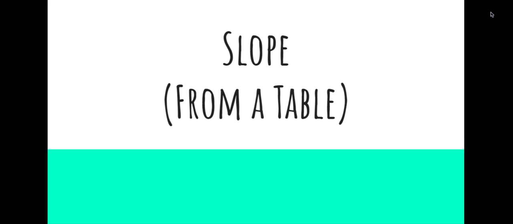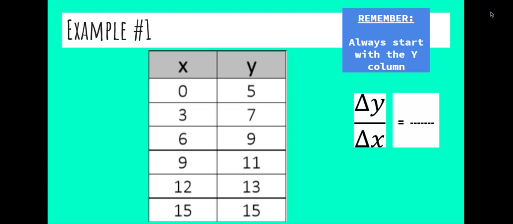Hey guys, some of you were getting a little confused and forgot how to find slope from a table, so I wanted to go over two examples with you. The first example looks like this, where you have a table that you would normally see.